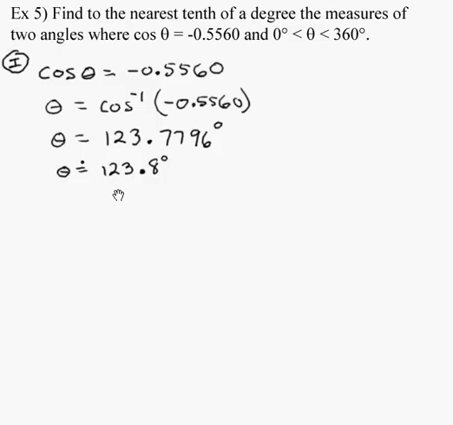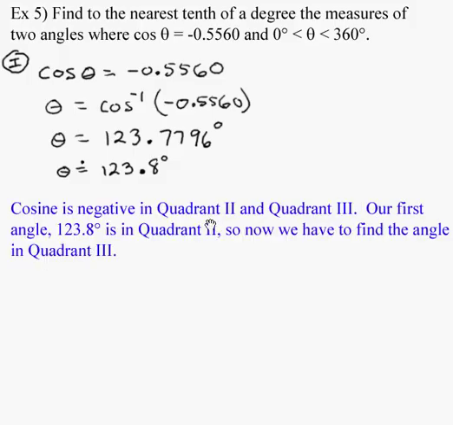What quadrant is 123.8 in? 123.8 is in quadrant 2. It's greater than 90, less than 180, so that's quadrant 2. And cosine, yes, is negative in quadrant 2. They want me to find all the answers between 0 and 360, so cosine is negative one other place. It's also negative in quadrant 3.